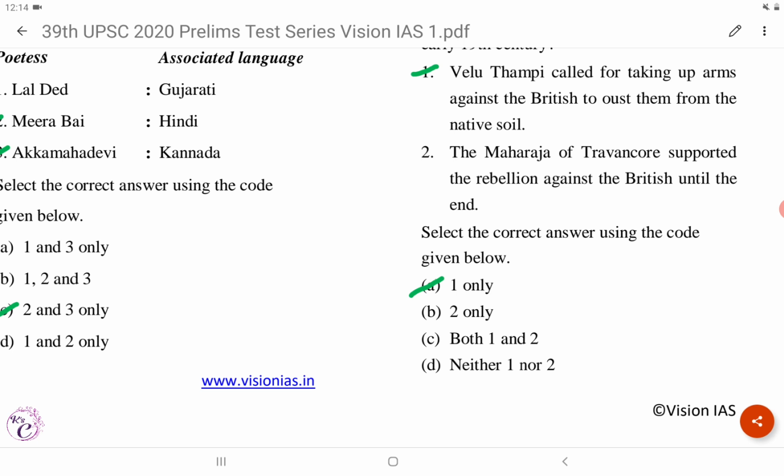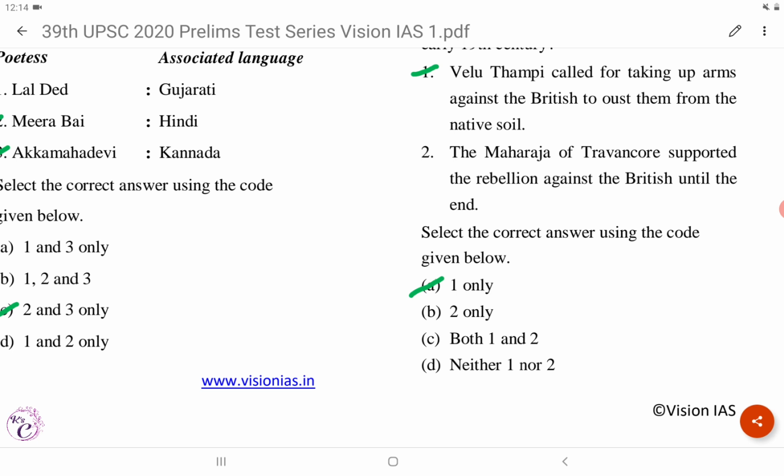Velu Thampi addressed a gathering in Kundara, openly calling for taking up arms against the British to oust them from the native soil. This was later known as the Kundara Proclamation. There was a large-scale rebellion against the British as a result. A large military operation had to be undertaken to restore peace. Hence, statement 1 is correct.